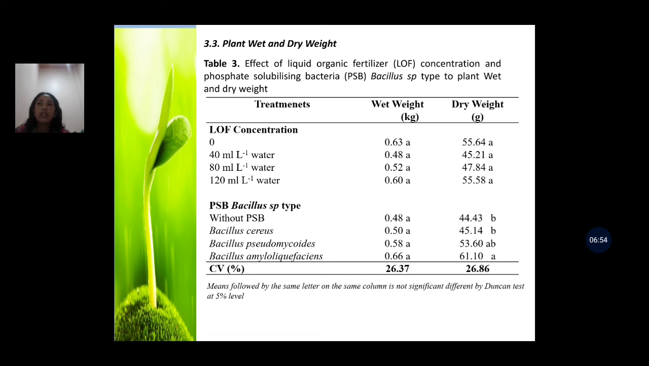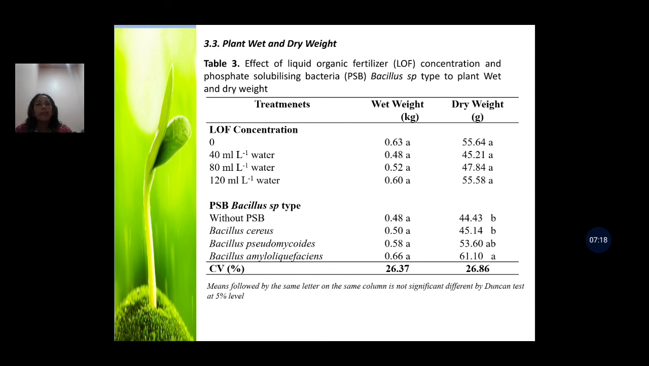Giving the phosphate solubilizing bacteria Bacillus amyloliquefaciens was able to increase the dry weight of shoots of potato plants by 27.28% from the control. Bacillus amyloliquefaciens was not significantly different from Bacillus pseudomycoides, but significantly different from Bacillus cereus.